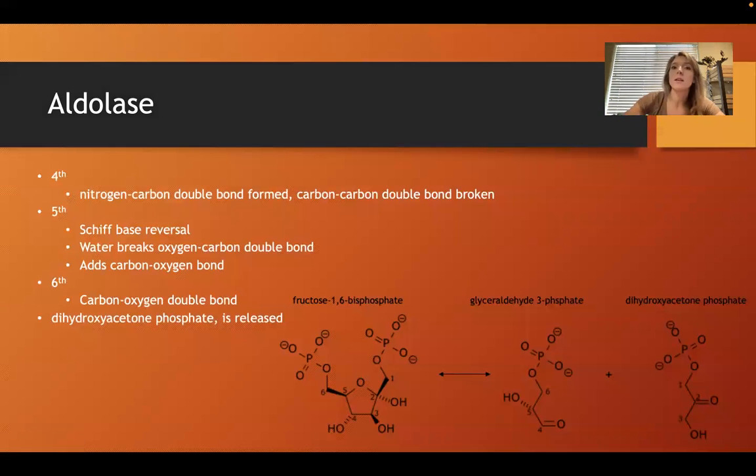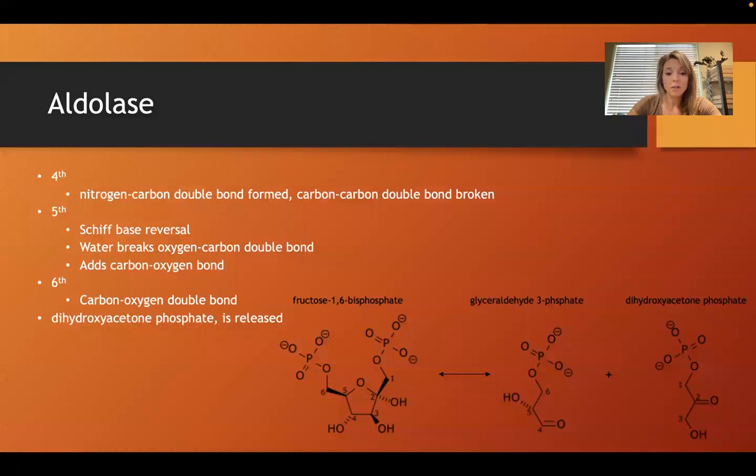So in the 4th step, the lysine forms the nitrogen-carbon double bond, breaking the carbon-to-carbon double bond, and it takes the hydrogen from arginine. Steps 5 and 6 are the Schiff base reversal. They're both a part of that. In the 5th step, water is added, breaking one of the nitrogen-carbon double bonds and adding a carbon-oxygen bond. In the 6th step, oxygen forms a double bond with carbon. The nitrogen-to-carbon bond is broken and the hydrogen is taken from the oxygen. Finally, the second product, dihydroxyacetone phosphate, is released. The active site can reform by rearranging the hydrogens.